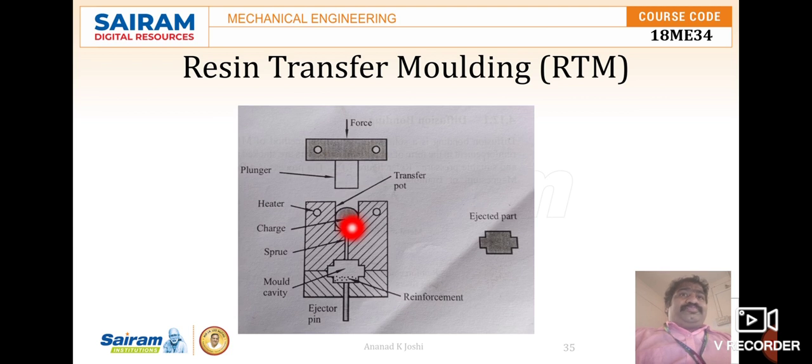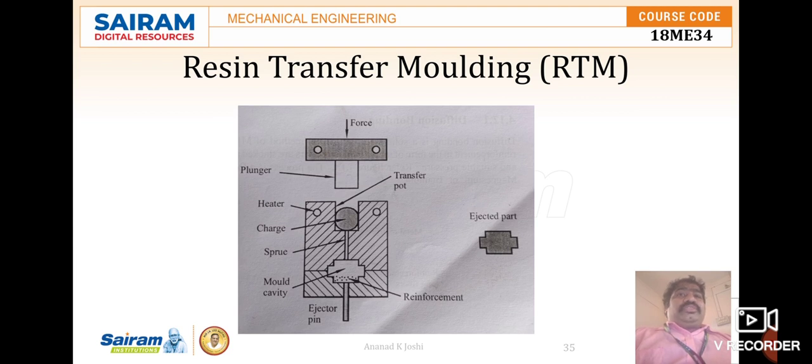Once it is transferred to the pot, the charge is heated in the pot by means of heating elements. The heating elements heat this charge, and it is drawn through this spool, due to which it softens and reaches a semi-molten state. The plunger mounted on the top plate moves downwards, pressing on this polymer charge and forcing it to transfer into the mold cavity.